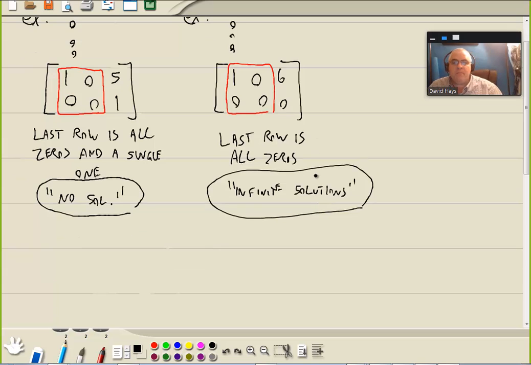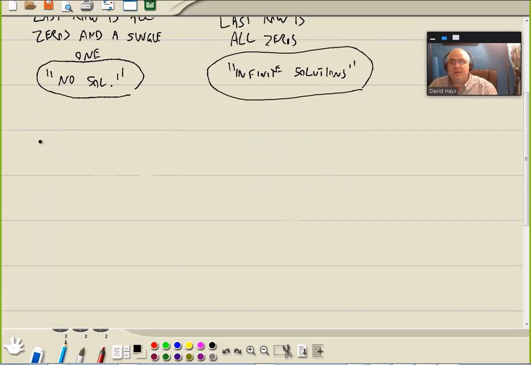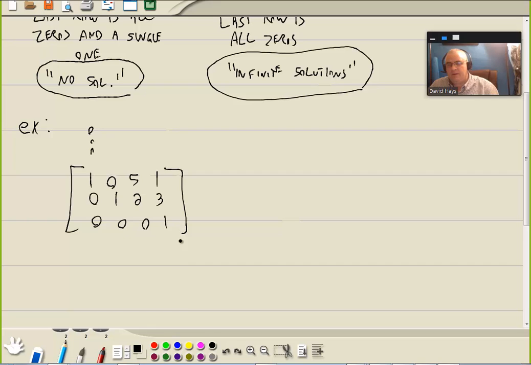Now just to show you one more, that's a 3 by 3, 3 equations, 3 variables. You're working a problem down. Now for 3 equations, 3 variables, our first 3 by 3 square here should be a diagonal of 1, 0, 0 else. It obviously isn't. Notice that the last row is all zeros and a single 1. Again, that means no solution.